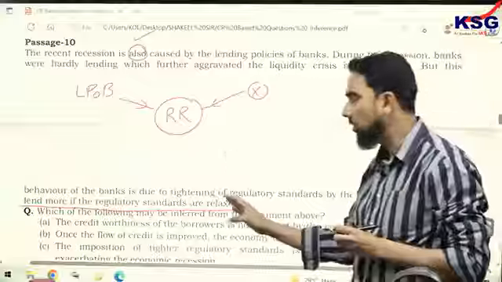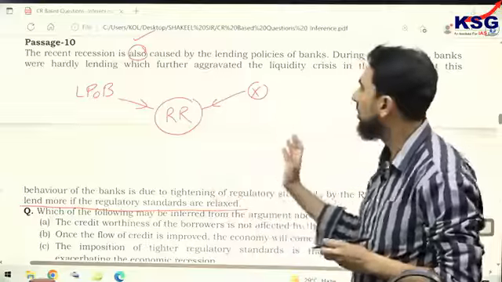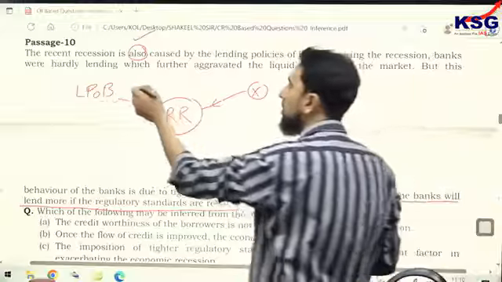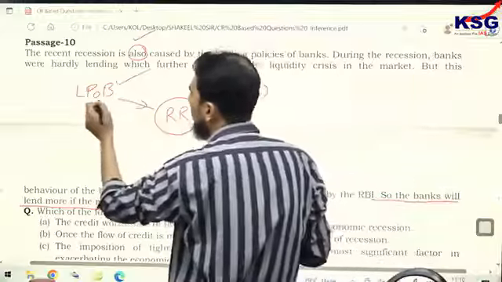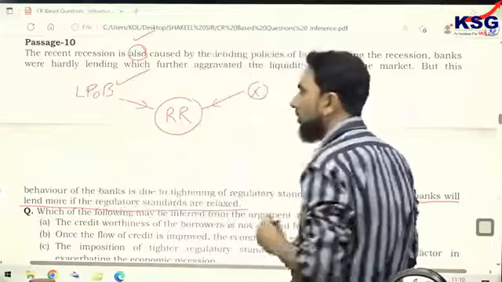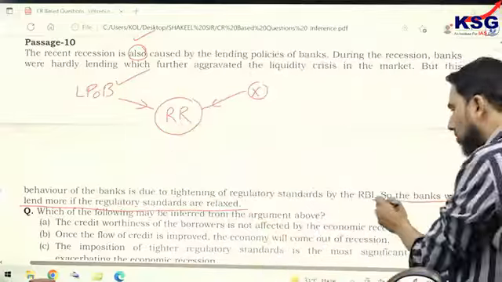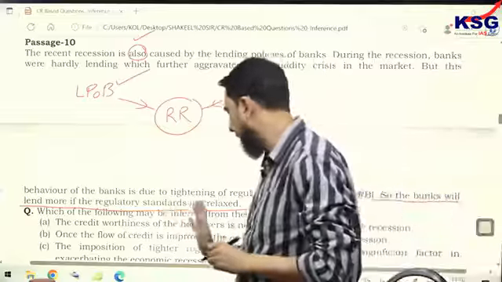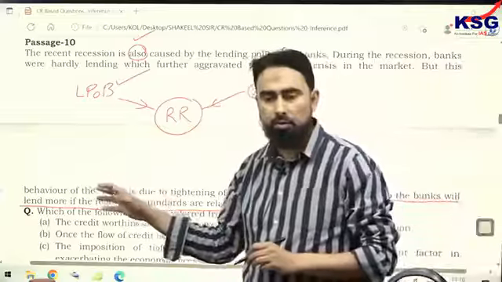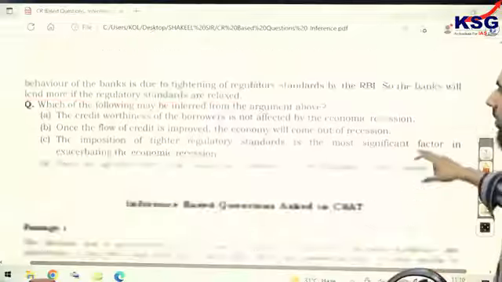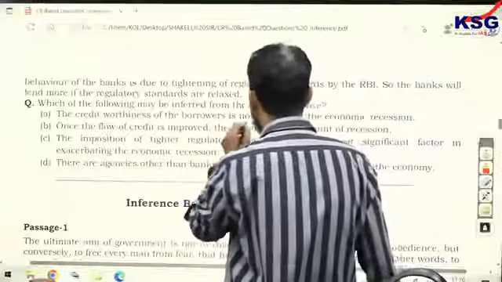Now, this lending policy of the banks, as the author is describing here, is caused by different factors. There is more than one factor. One factor is described here, that recession is exacerbated due to LPOB, the lending policy of the banks. And what is the lending policy? Author has mentioned. How does it affect? Author has mentioned. And then he concludes that the banks will lend more if the regulatory standards are relaxed. And who controls the regulatory standards? RBI.